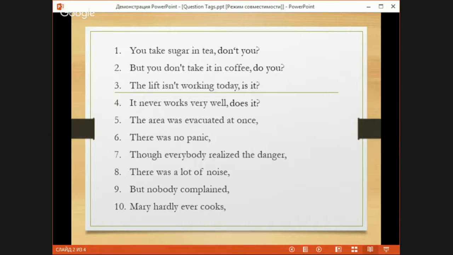The area was evacuated at once, wasn't it? There was no panic. No is negative, so was there. Though everybody realized the danger, you remember that everybody is like every person, but we use they. So didn't they? There was a lot of noise, wasn't there? But nobody complained, negative form. Did they? And nobody is they in the tag. Mary hardly ever cooks. Does she? It's negative because hardly ever means almost never.